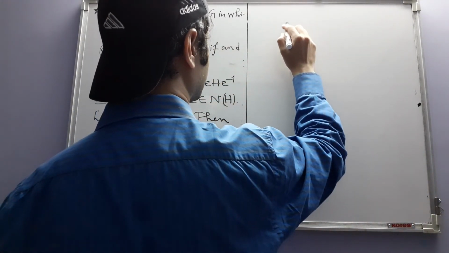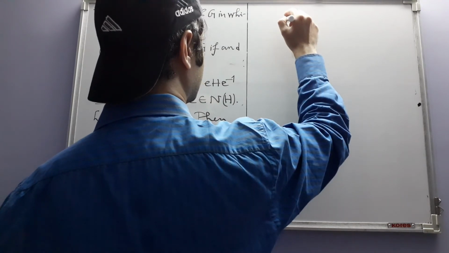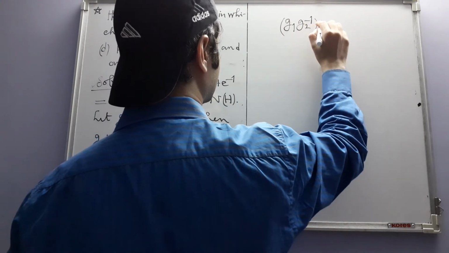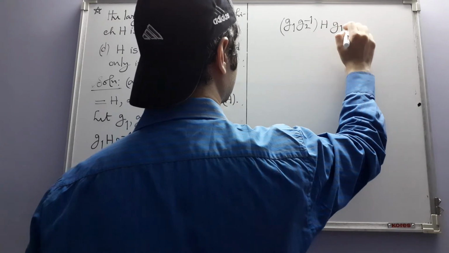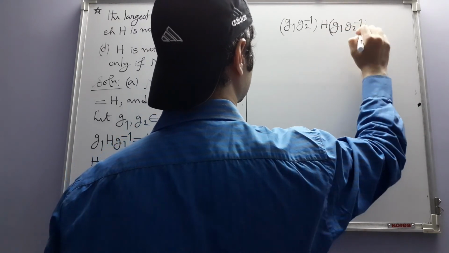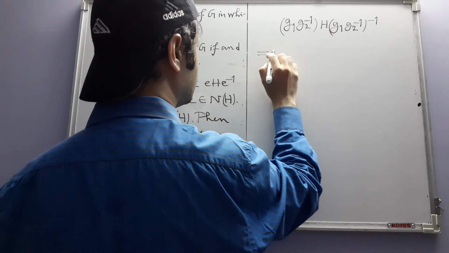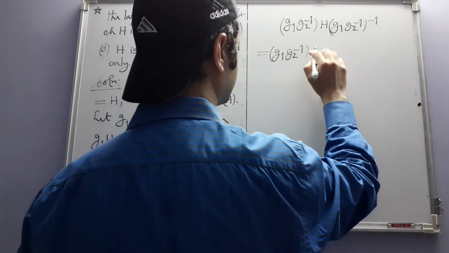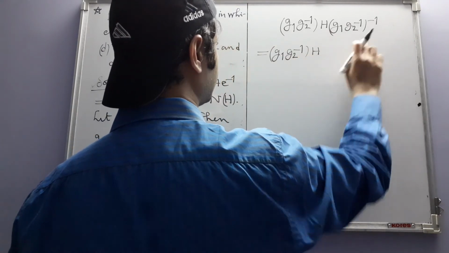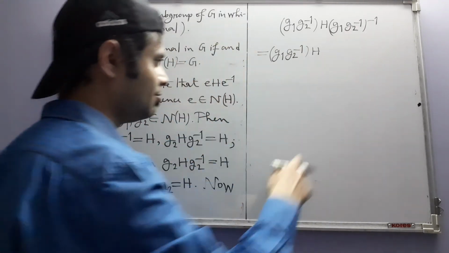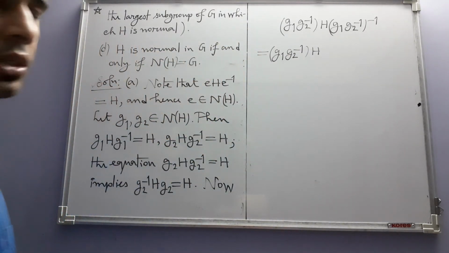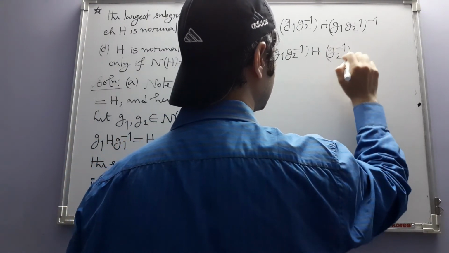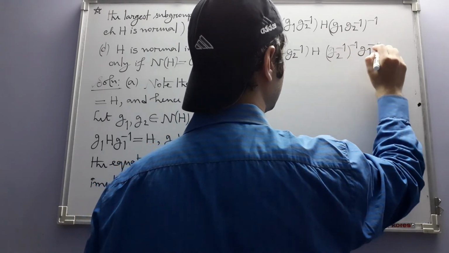Now G1 G2 inverse H G1 G2 inverse is equal to G1 G2 inverse H, then the inverse of G1 G2 inverse. If we calculate this, you can take individual inverses, but the order will be reversed. So that means G2 inverse inverse, that is G2, and G1 inverse.